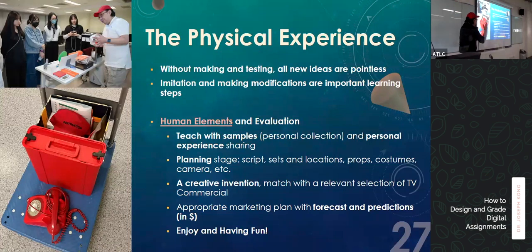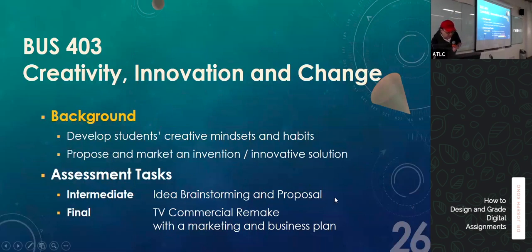So the front part is they need to have an idea first: what they would like to propose, what their invention should be. And then you talk about how you are going to market this invention. So the commercial is only part of the assessment. The real deal is where will you put this particular commercial? How are you going to price your product? How are you going to sell this product, and who will be your target customer?